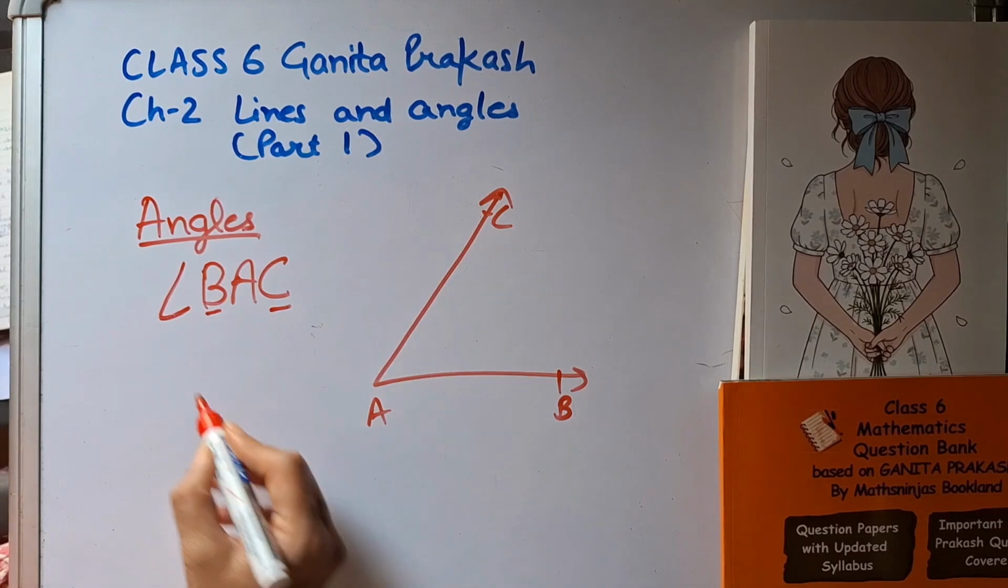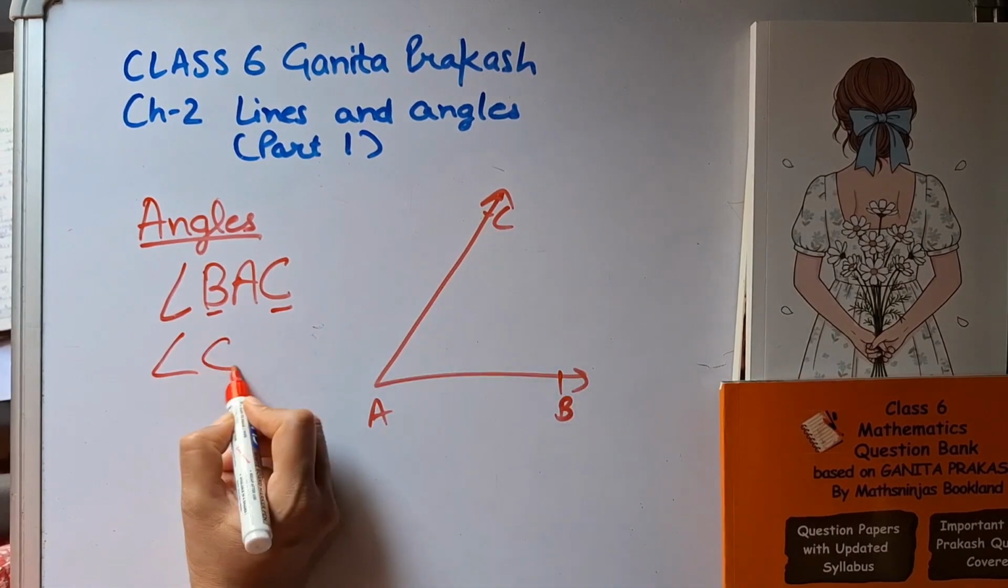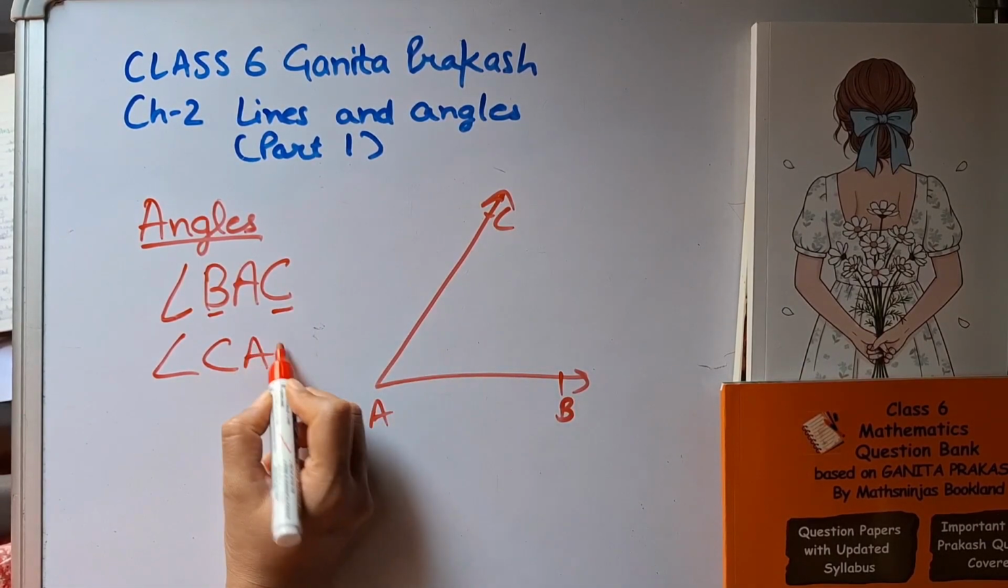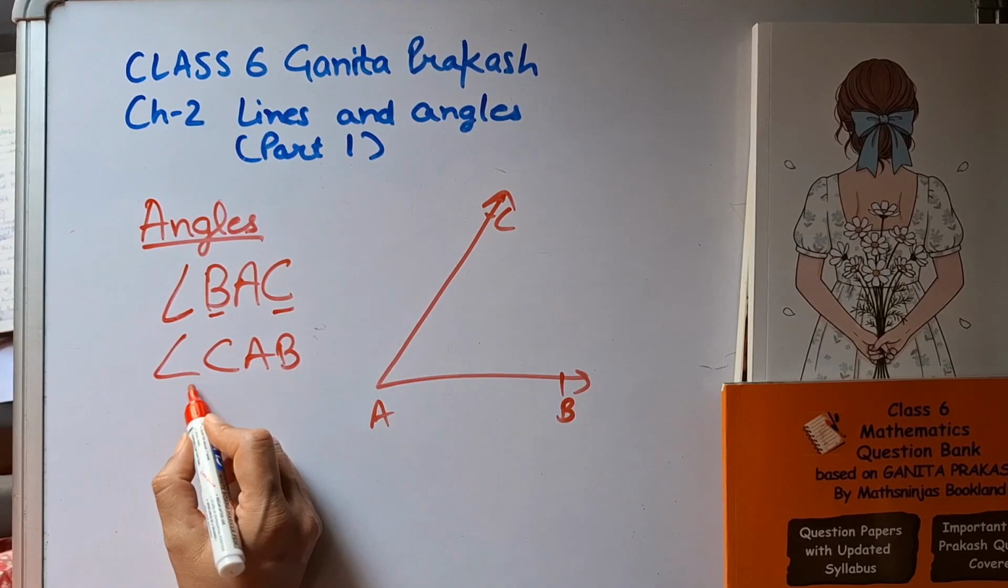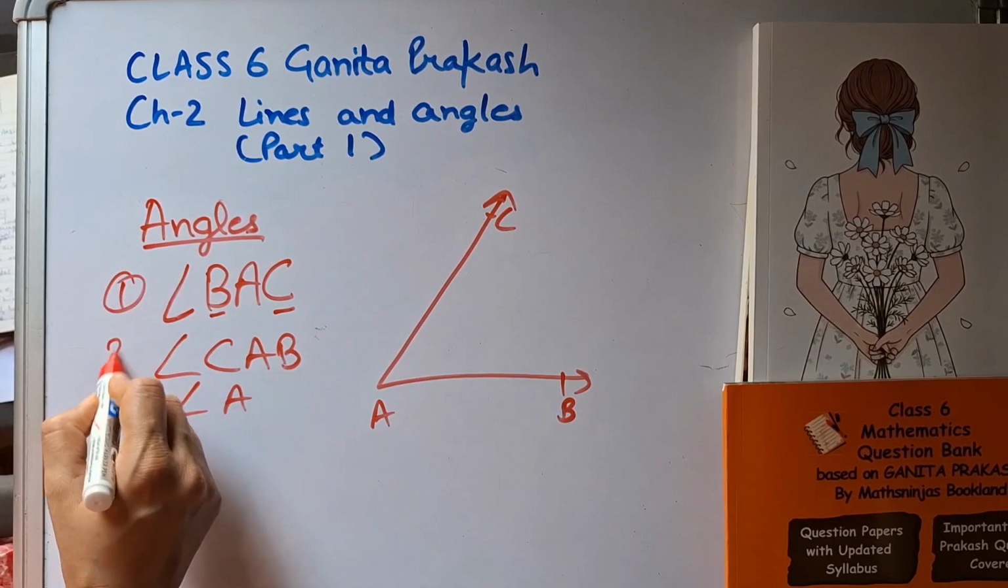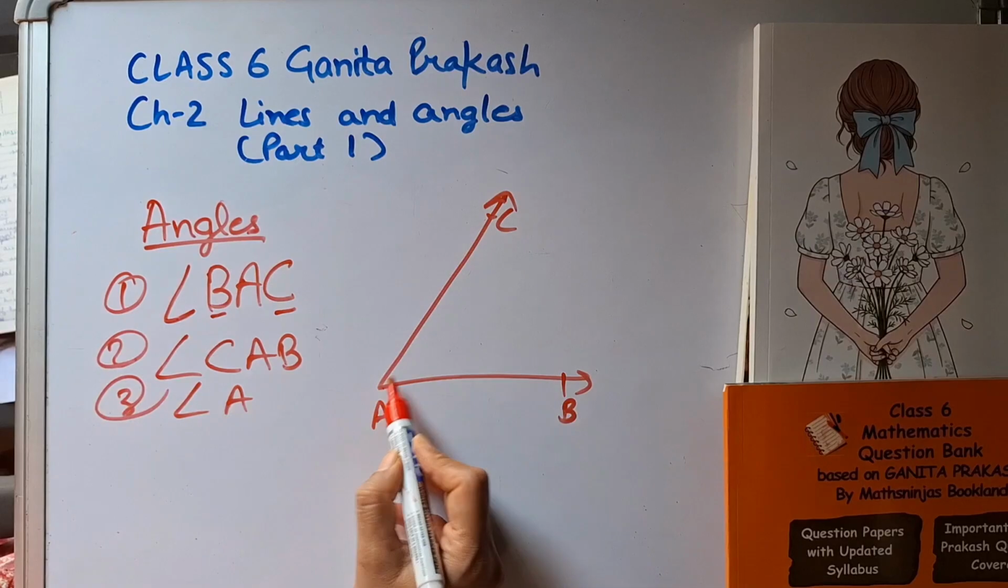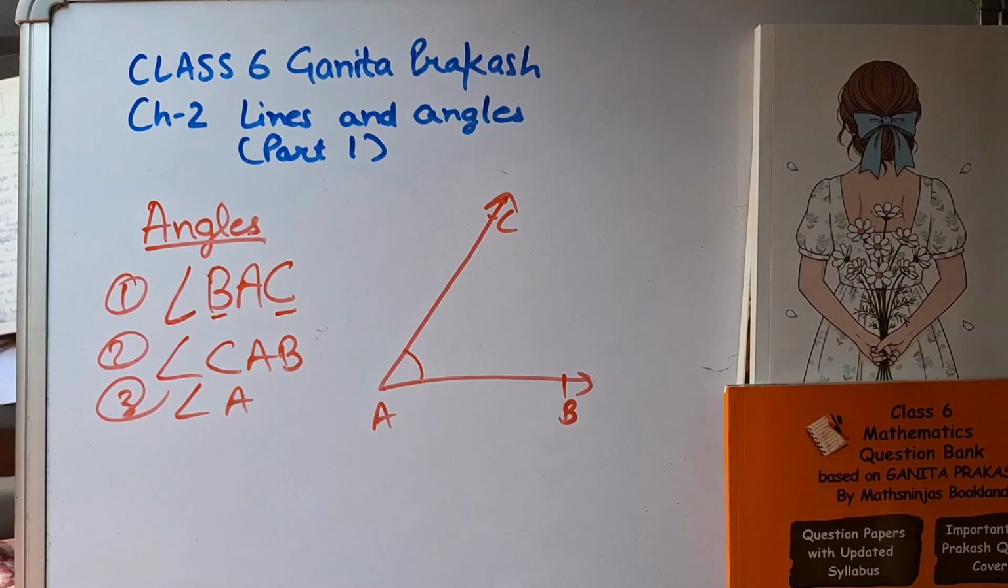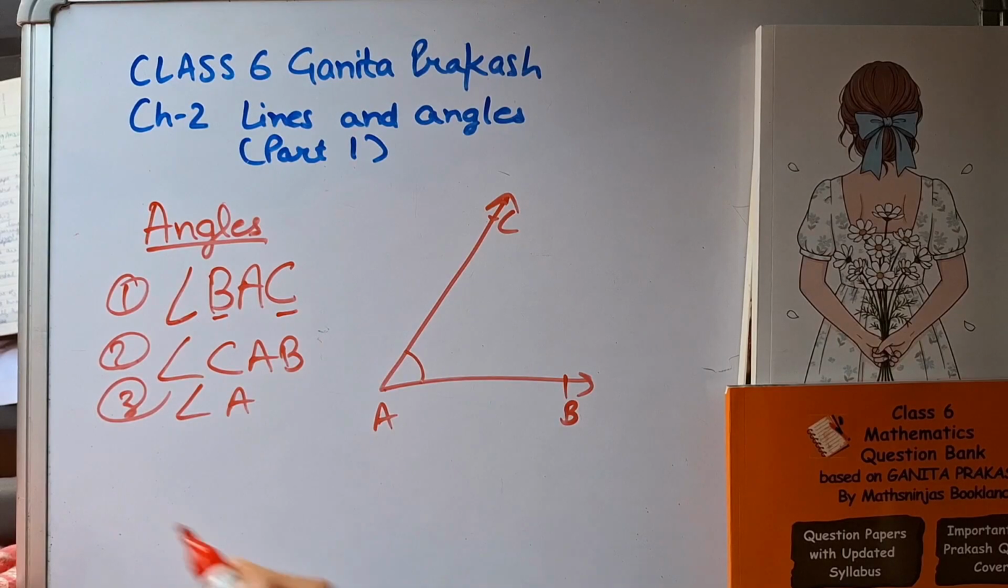Another way of writing is to start with this ray point and then A. So this angle can be denoted by angle A also. So this angle can be denoted by these three points.